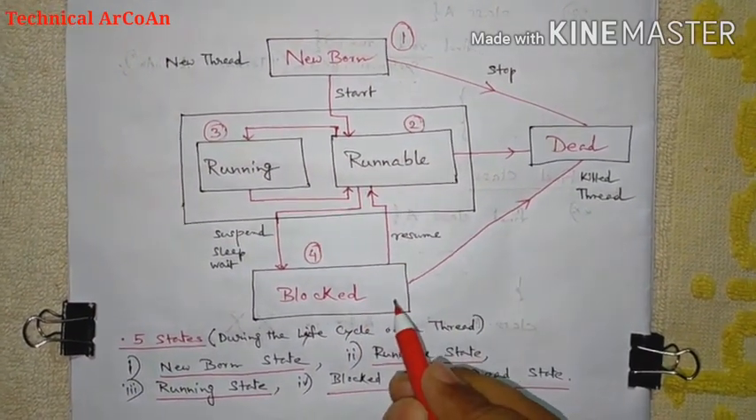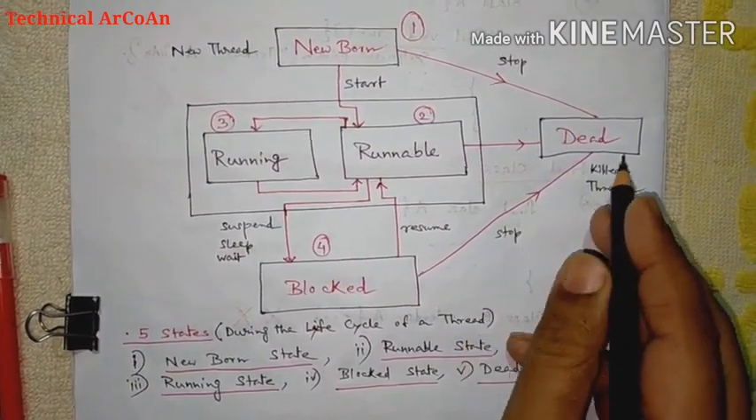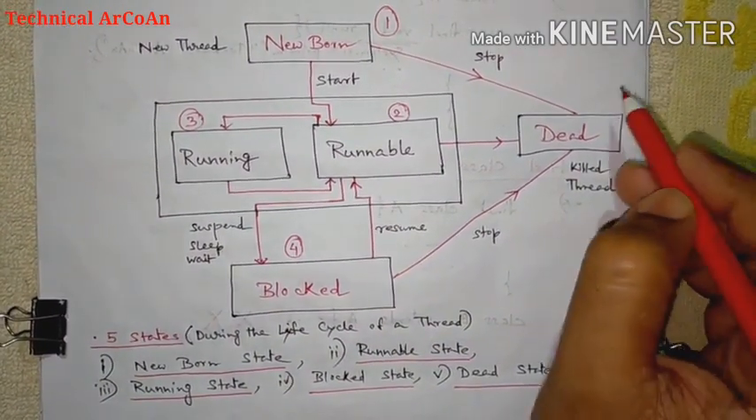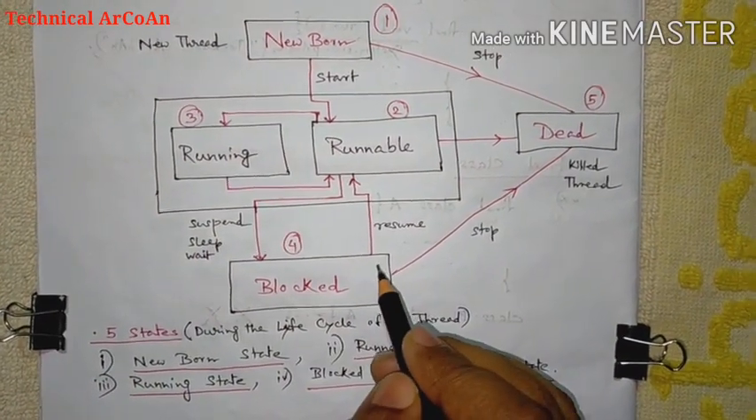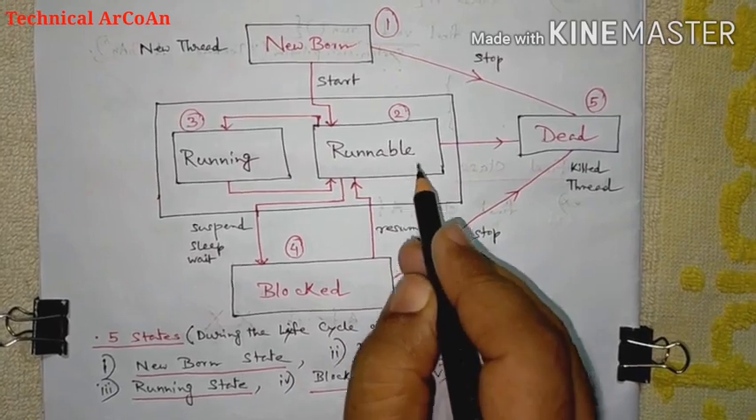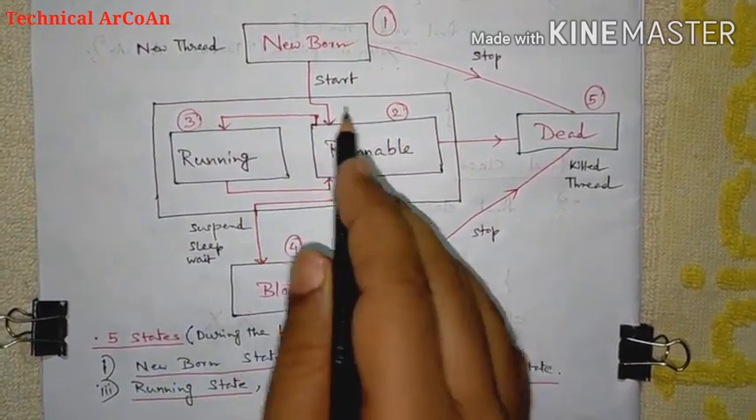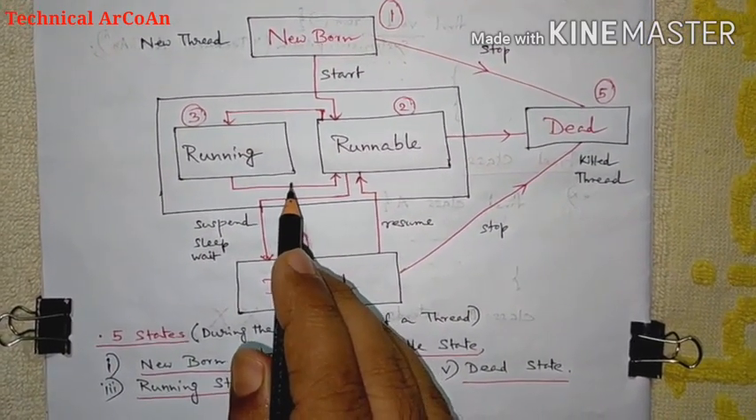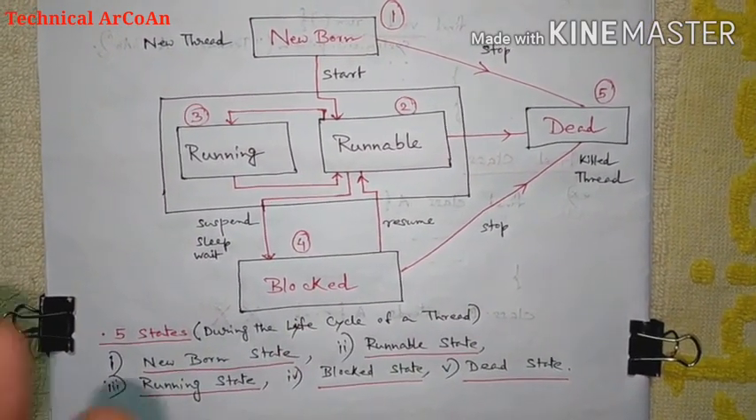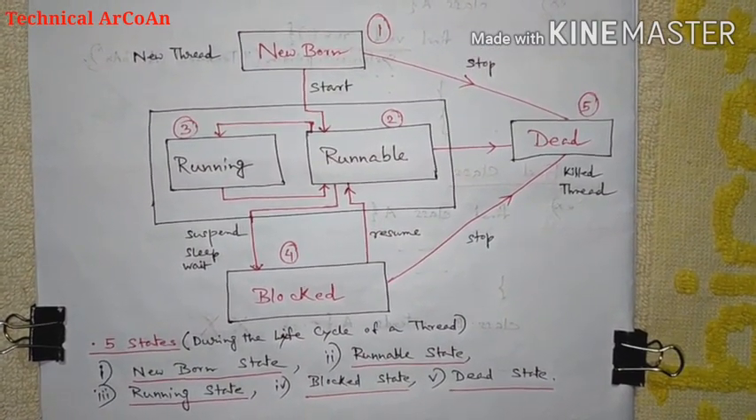Means there can be 2 possibilities. If it is stopped, then it goes to the dead state, which is your 5th state. And if resume is done, then it goes again to the runnable state. It will continuously go on until it ends or stops. So basically this diagram shows the transition diagram of a thread in Java.